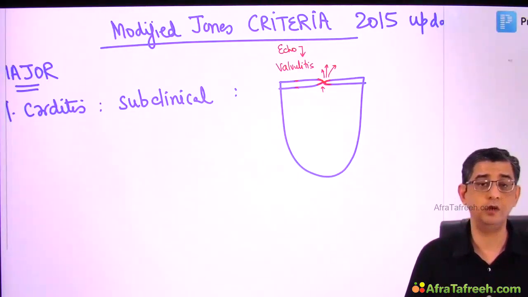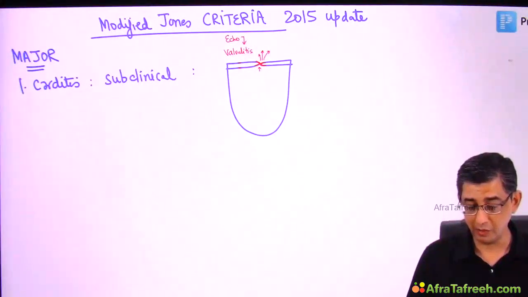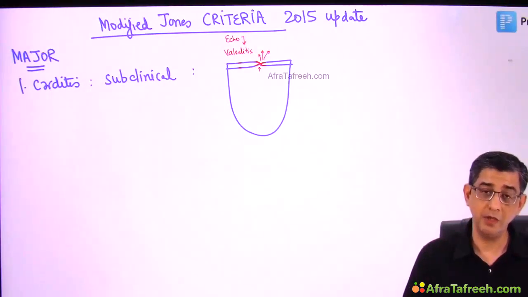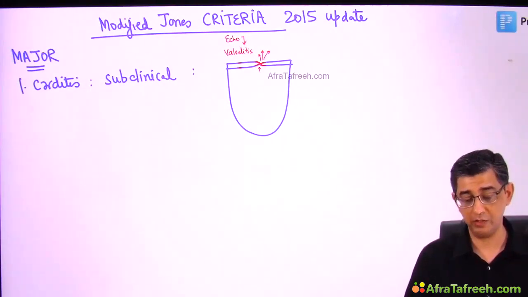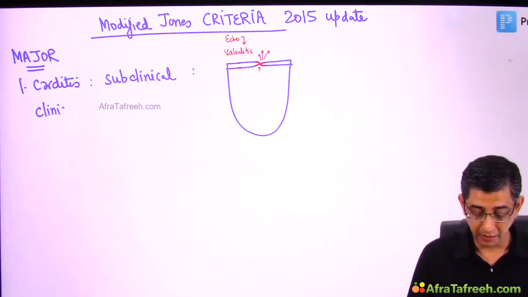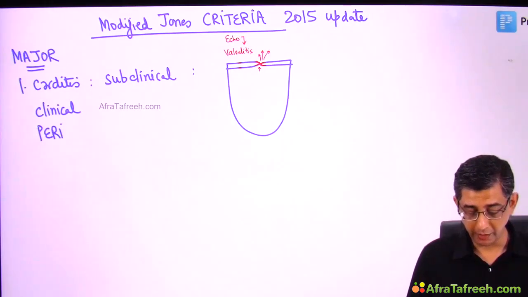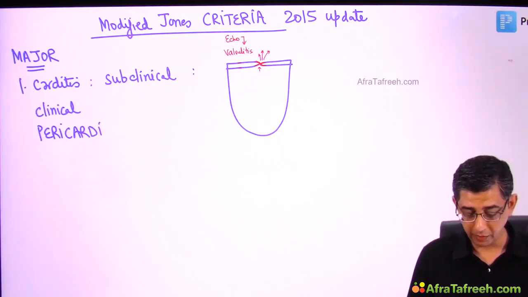Our objective as doctors is early identification of the disease, and that is why I'm highlighting this particular domain that examiners love to ask. Subclinical carditis or valvulitis is also now a major criterion. I will now be mentioning clinical carditis also. There can be development of rheumatic pericarditis. Now let us see how rheumatic pericarditis will evolve.